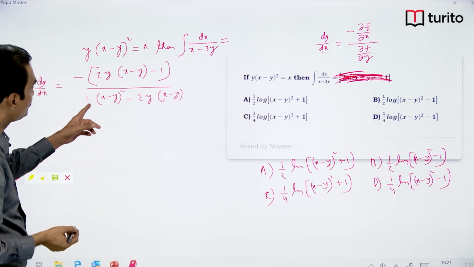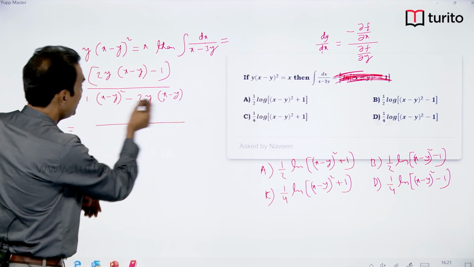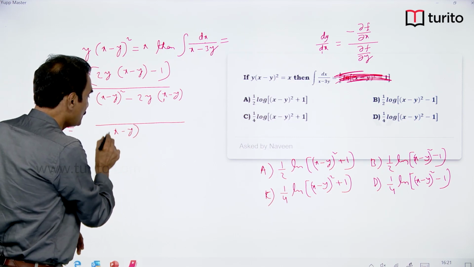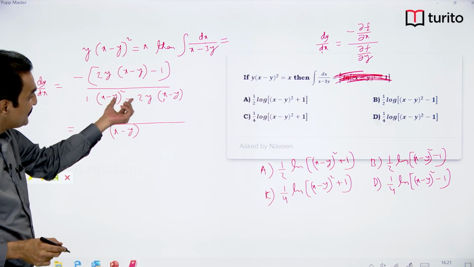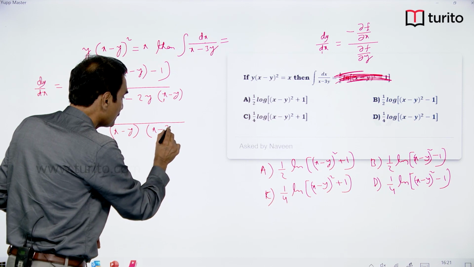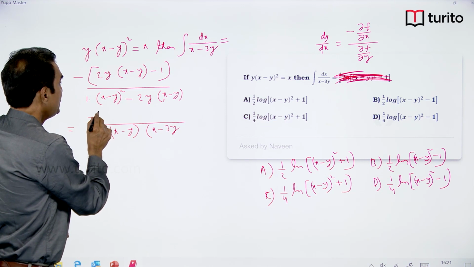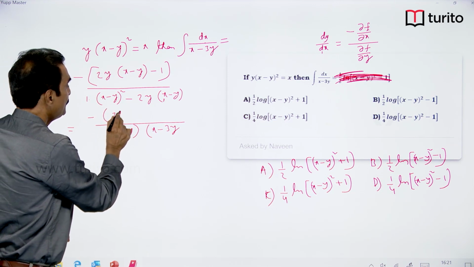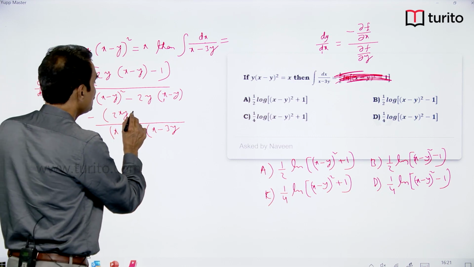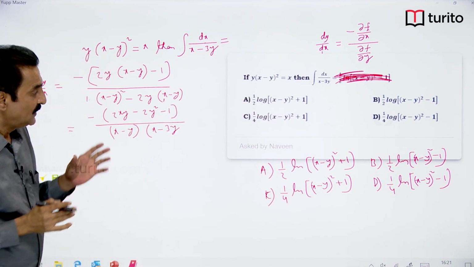Now, you can take (x minus y) LCM in the denominator, (x minus y) into what is remaining, x minus y minus 2y, it will be x minus 3y, and the numerator is minus of 2xy minus 2y square minus 1.